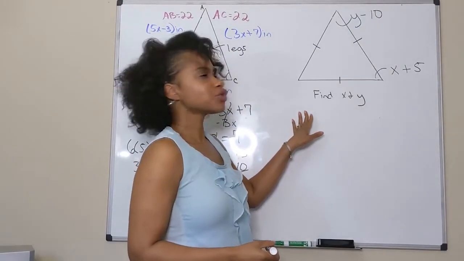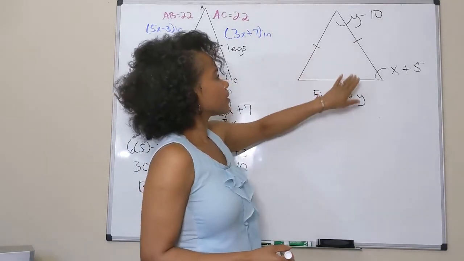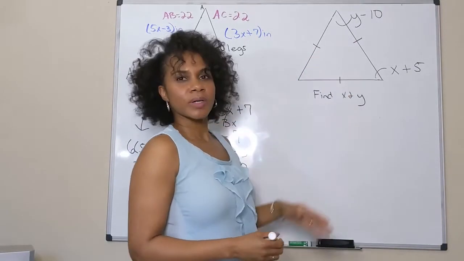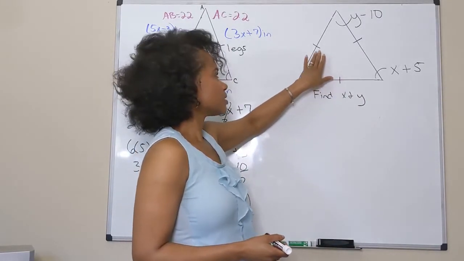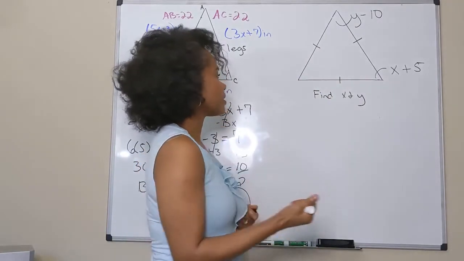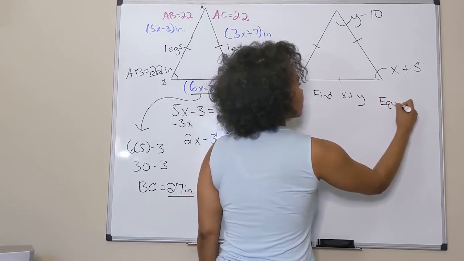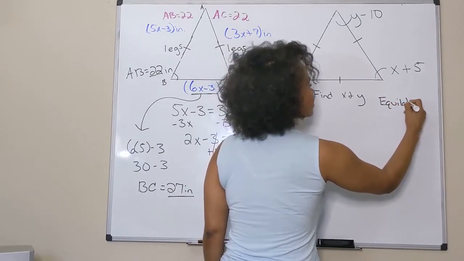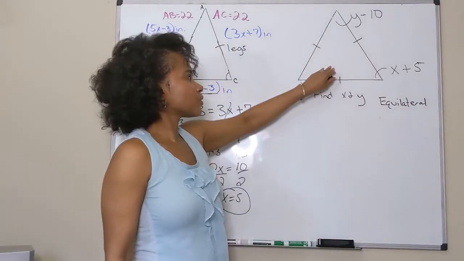Now let's analyze this triangle right here. So we see that we have 3 congruence marks. So what can we conclude about this particular triangle? Well, since we have 3 sides that are congruent, we can conclude that this is an equilateral triangle. Equilateral triangle, so all sides are congruent.